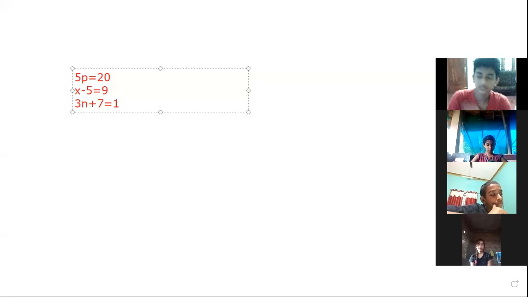We are just writing what we are actually doing. We are multiplying 3 with n first, that is 3 times n, then adding 7 to the product. Then we will get the answer 1. We are just writing what we are actually doing in our equation. That is the statement form of an equation. And at last, here is another example for you.